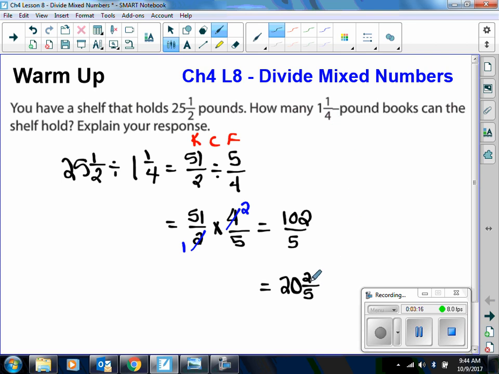Now this is 20 2/5. We can't cut a book in pieces, right, to put it on the shelf. So here, how many books? 20 books. Is everybody clear? And make sure you label, because this is a word problem, you label your final answer.